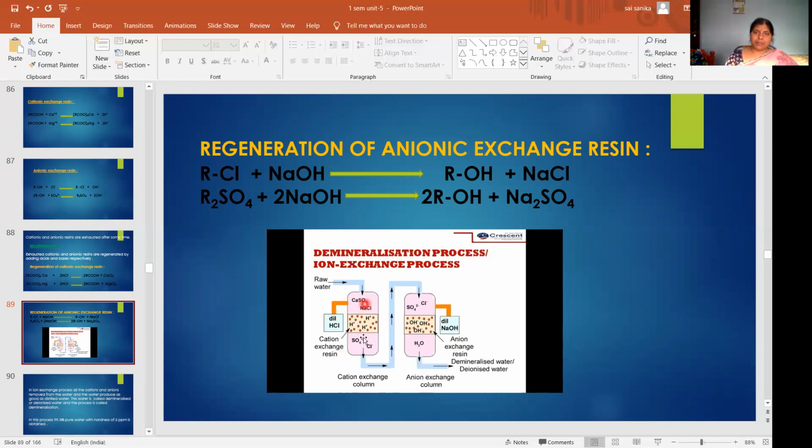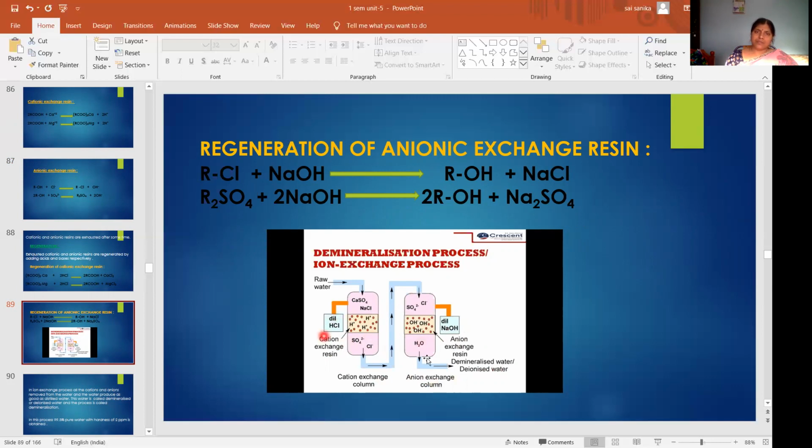In one tank we are keeping acidic resin, in another tank we are keeping basic resin. First we pass hard water onto the acidic resin, where the cations are exchanged, then it moves to the anion exchange resin, where it removes the anions. Like that water is becoming soft, as cations and anions are removed here. That's why this process is called the demineralization process. All salts, all ions are removed.